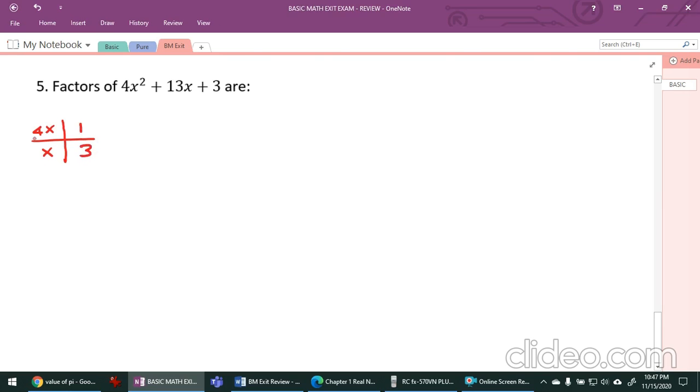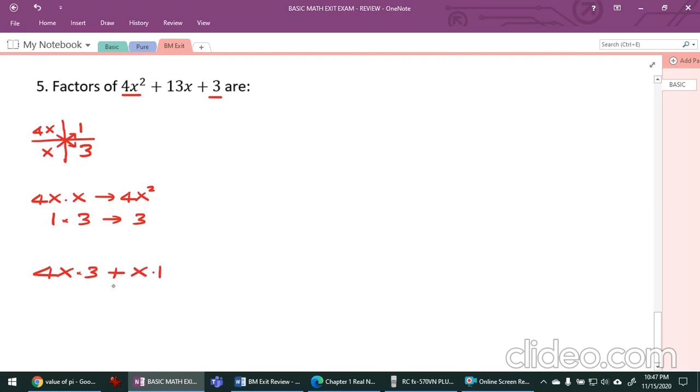Now look here. 4x into x, you will get 4x square. So this number is okay. Now, 1 into 3, you will get 3. So the last number is also okay. Now, when you cross multiply, 4x into 3 plus x into 1. See, you are cross multiplying. 4x into 3 should be first, then x into 1.